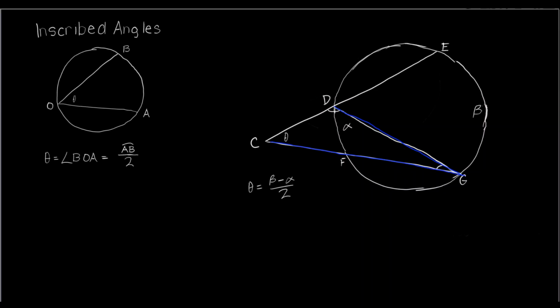Let's look at angle DGF more specifically, and we notice that this is actually an inscribed angle. And therefore, from our inscribed angle theorem, angle DGF is equal to one half the measure of the arc, or 1/2 of alpha.